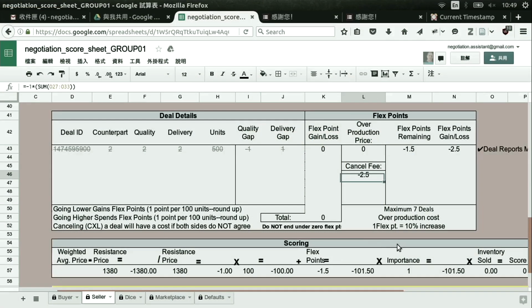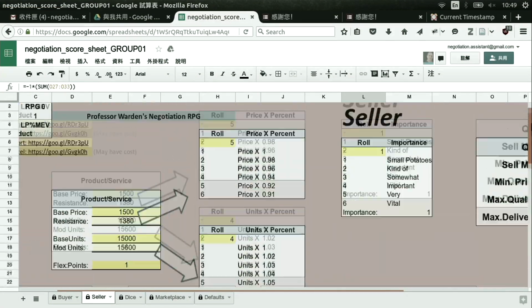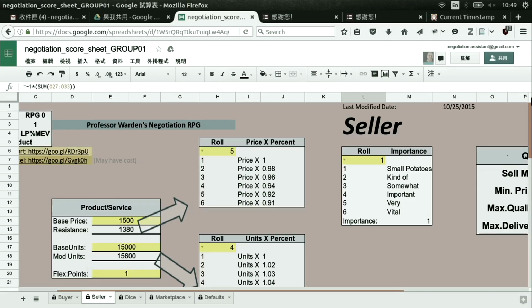Okay, so I think that gives you a nice introduction to how to play the RPG game. The best thing is give it a try, and if you have questions, talk with your group colleagues and then send an email to the negotiation TA email, and the TA will help you, and if they can't help you, then they'll let me know and I can help you. Good luck with your negotiation RPG.